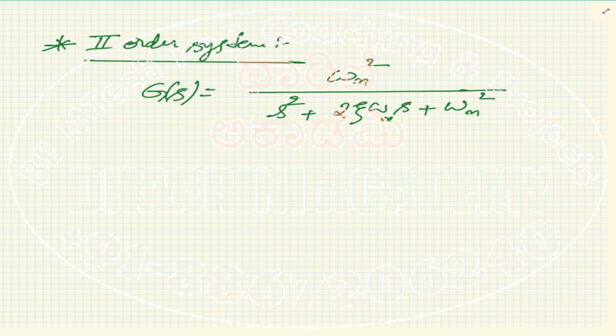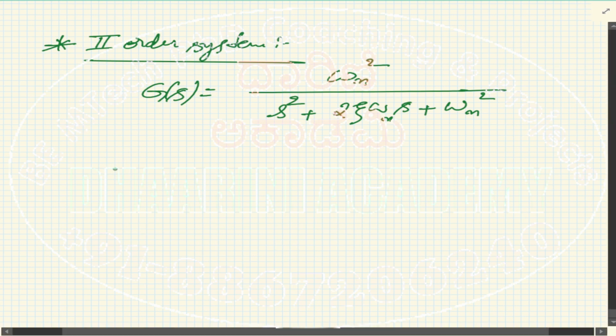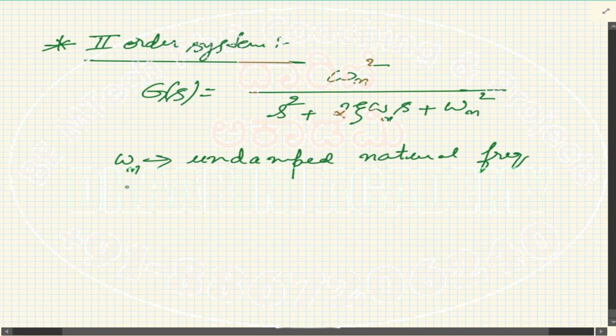Now, depending upon the values of zeta and omega n, the response of the second order system will vary. Okay, so let's define the terms now. Here, omega n is called the undamped natural frequency, right? So then this zeta is defined as the damping ratio or damping factor.